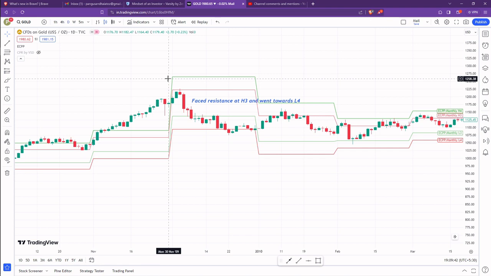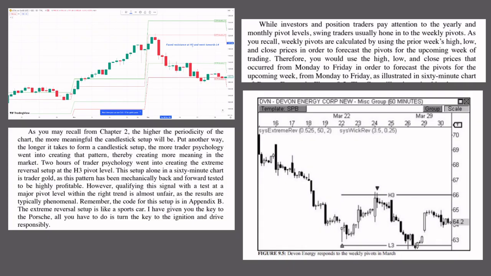Now let us talk about swing traders. They want to hold the trade for a week or more than 2 weeks. What do they have to do? They have to move to weekly pivots. So what needs to be done for weekly pivots will be considered in the next part of the video.